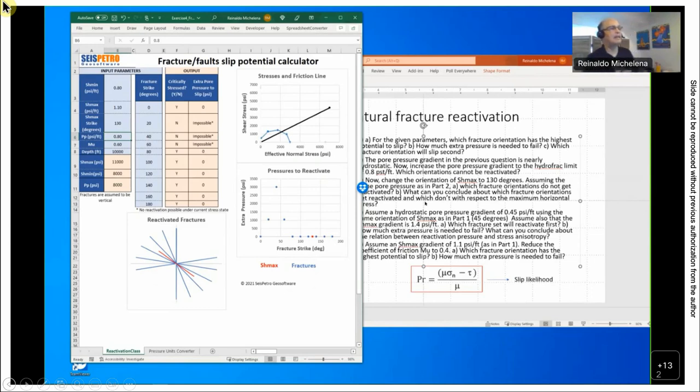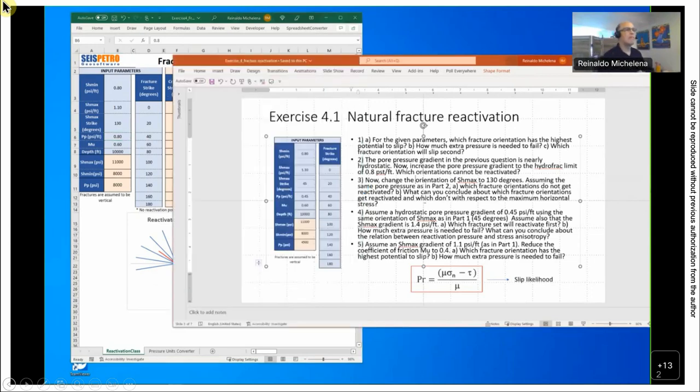And then the second part of the question is, what can you conclude about which fracture orientations get reactivated and which don't with respect to the maximum horizontal stress? And the answer there, of course, is that orientations that are around SH max can get reactivated. Orientations that are perpendicular to SH max won't get reactivated. Okay. Now we go to number 4. Assume a hydrostatic pore pressure gradient of 0.45.